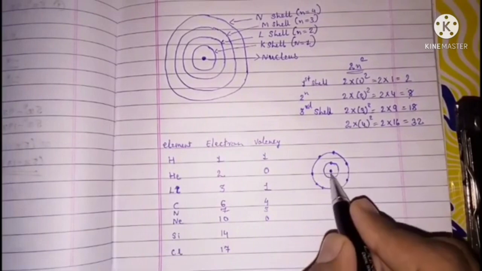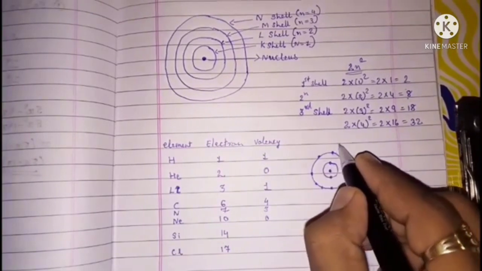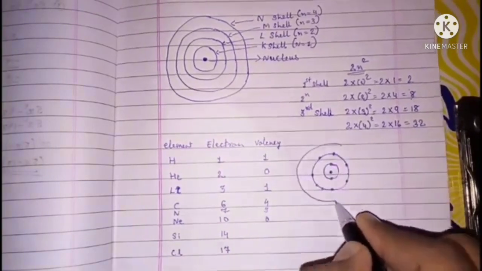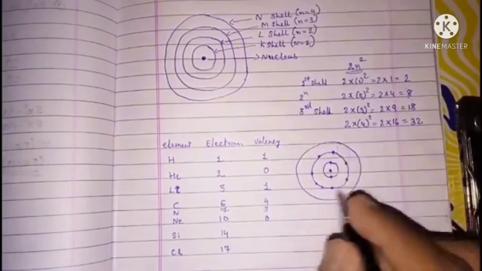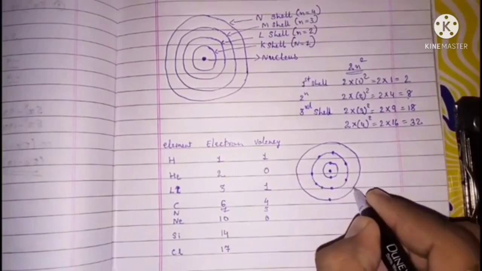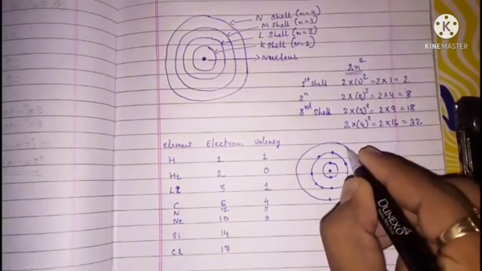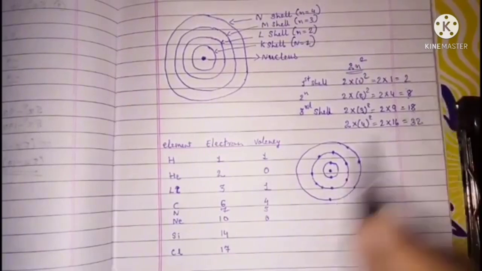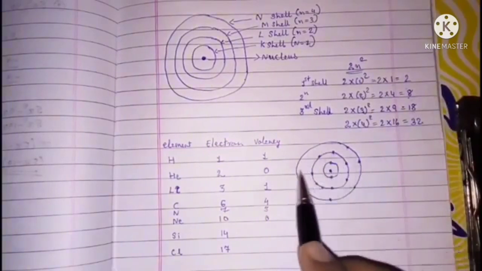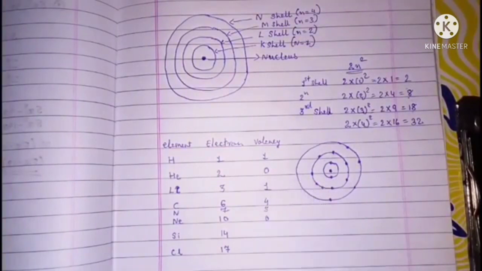8 electrons will be distributed. As 8 electrons came in the second shell, it satisfied the 2n square electrons condition, so that is why neon's valence is 0. Like this.